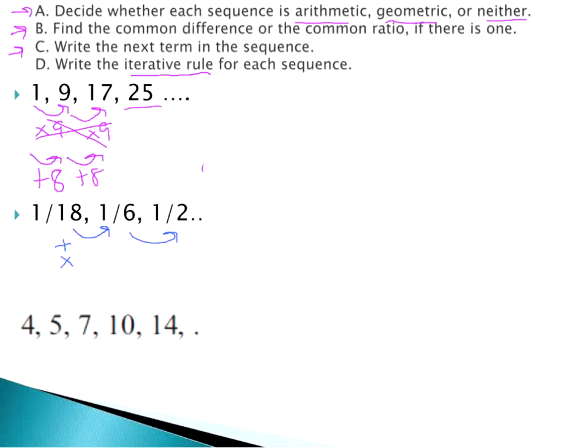So when we can't tell, the lesson gave us a really good way we can find it ourselves. The way that we can find it ourselves is you take one of the terms, I'm going to take my 1/6, and you subtract from the term in front of it. Or you take the term and you divide by the term in front of it. We have to try both, because if we can't see it ourselves, we have to try both.